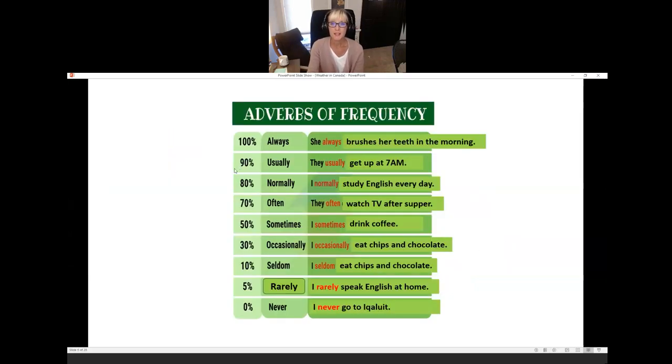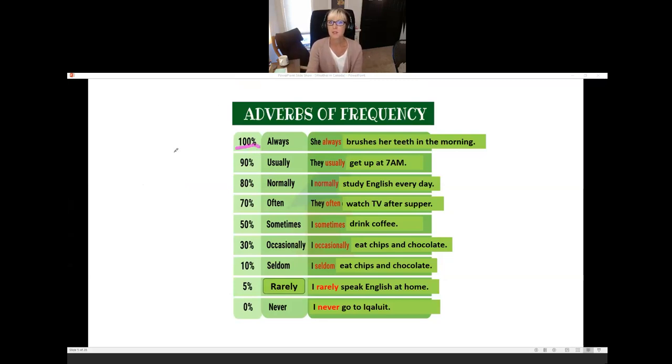So I can see here my adverb of frequency. An adverb tells me how often. Do I do this every day? Does it happen every day? Or maybe one day a month or never? So let's look at them.